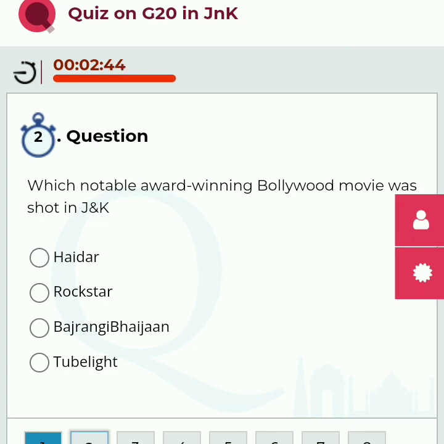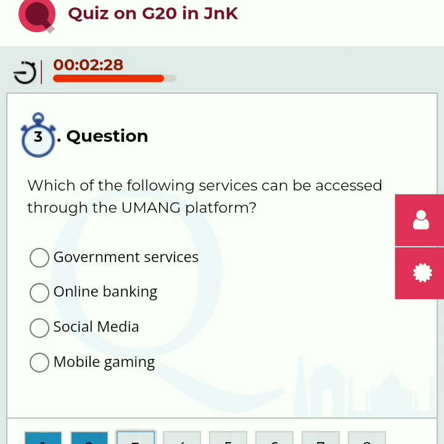Which notable award-winning Bollywood movie was shot in J&K? Haider, Rockstar, Bajrangi Bhaijaan, Tubelight. Which of the following services can be accessed through the UMANG platform? Government services, online banking, social media, mobile gaming. UMANG platform.